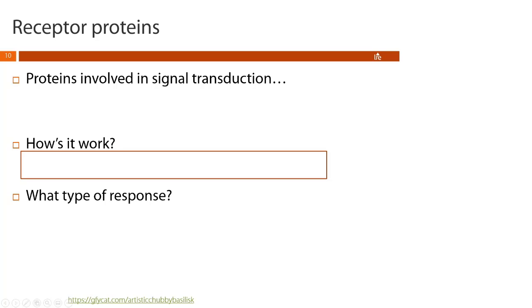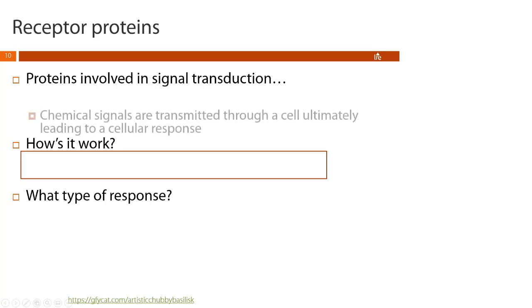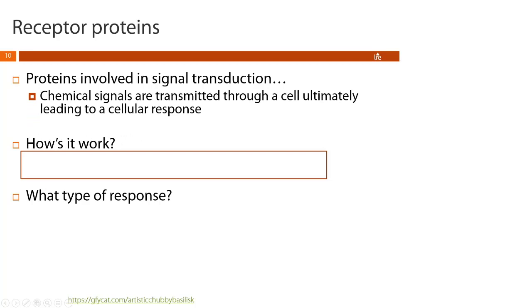Okay, our next class are receptor proteins. So receptor proteins are proteins involved in signal transduction. This is a process where chemical signals are transmitted through a cell, and this ultimately leads to a cellular response. There are usually a lot of steps involved, with multiple proteins.